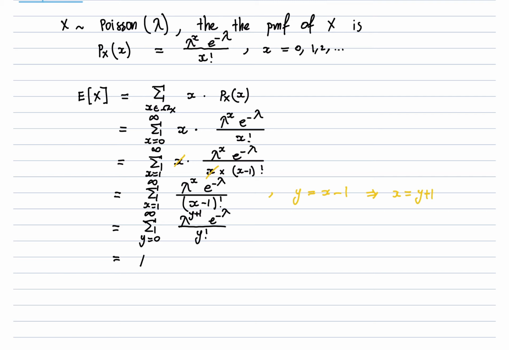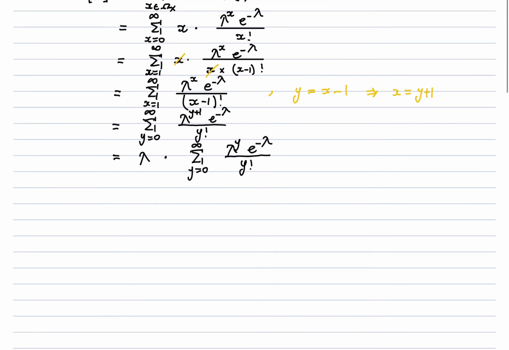So we can rewrite this as lambda times the summation of y equals 0 to infinity of lambda to the y, e to the negative lambda, on lambda factorial. And what do we know? This is now equal to lambda times the sum of y equals 0 to infinity of a probability mass function, we'll call it p_Y of y, where y also is a Poisson random variable with parameter lambda.